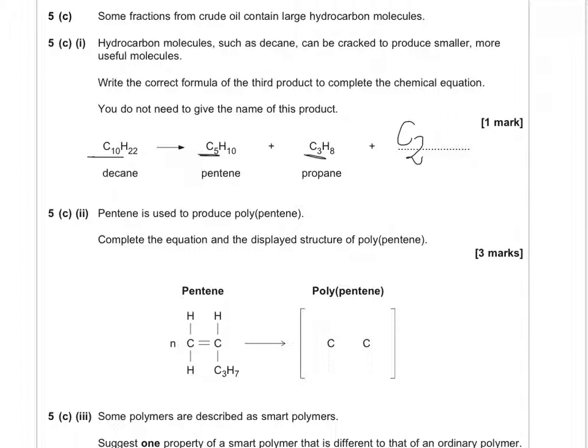I'm going to do the same with the hydrogens. I've got 22, and I've got 10, and I've got 8, which is 18, which leaves me with 4 hydrogens missing. So C2H4.